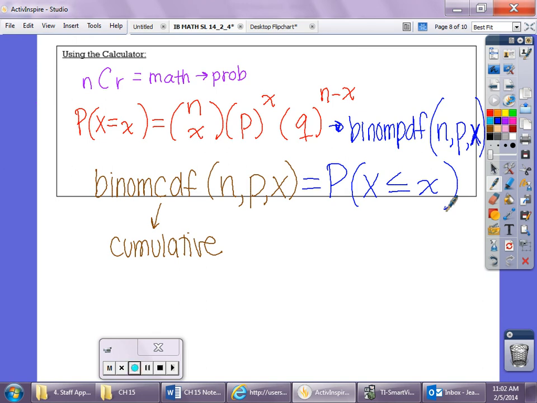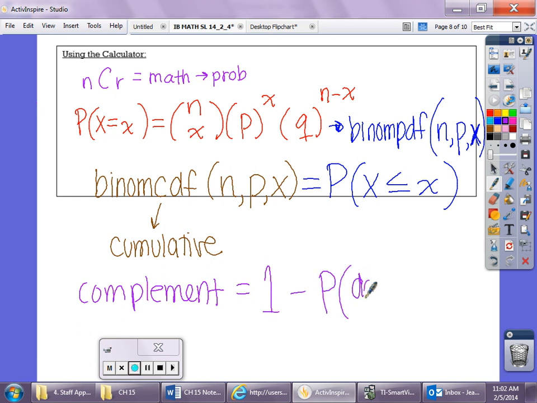These two things put together can pretty much find any binomial probability. It's understanding what you're using. And remember the complement, we may sometimes have to use complements. 1 minus the probability of what we don't want. That is going to be a useful thing for summing.